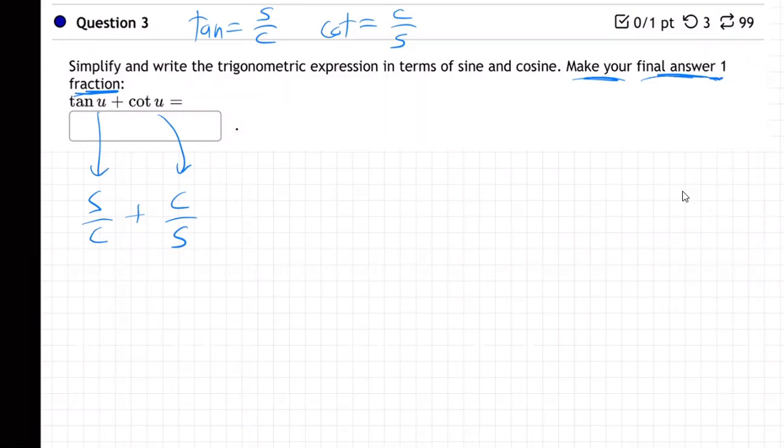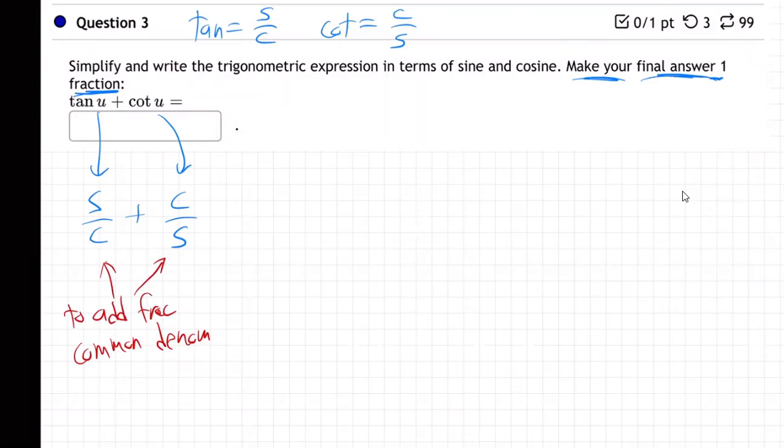So how am I going to do that? How do you add two fractions? What do you do? Find a common denominator. Exactly. We've got to get a common denominator, don't we? To add fractions, you've got to get a common denominator. So that means we basically have to multiply by what it's missing, huh?